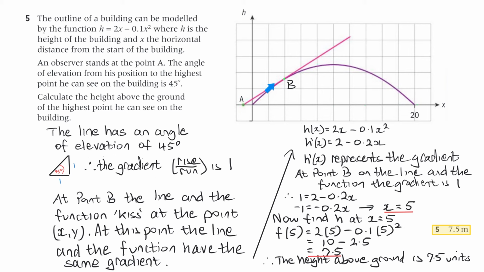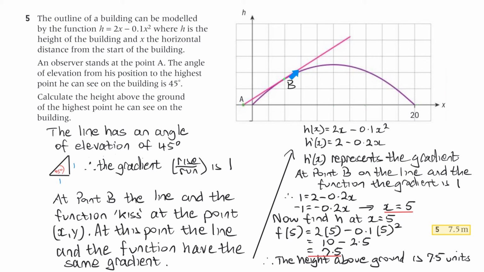Okay, so if the line has a gradient at that point of 1, because we know the gradient of the line is 1, the gradient of the function is also 1 at that point, we can find the derivative and equate it to 1 because we know the slope is 1. So the original function is this one. The derivative of this is this. All right, bring down the 2 and you've got 2 minus 0.2x to the power of 1. Remember, this function represents the gradient at any point along the function. At point B on the line and the function, the gradient is 1.